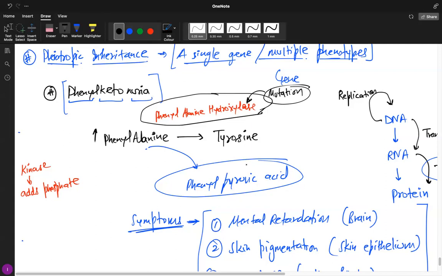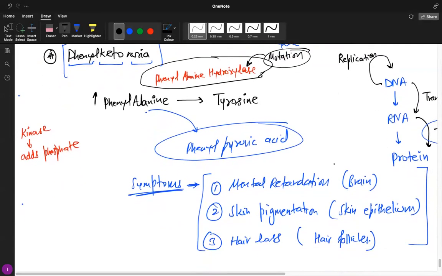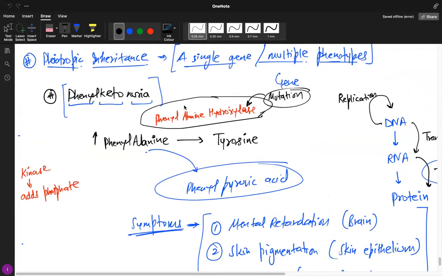And this phenylpyruvic acid, when it gets stored or accumulated in different tissues, causes different phenotypes. If it gets accumulated in brain tissues, it causes mental retardation. So that's one phenotype controlled by the same mutation and the same gene. It also can lead to skin depigmentation, so it affects skin pigmentation, another phenotype related to skin epithelium. And it also leads to hair loss and hair depigmentation, which is a different phenotype. So three different phenotypes, but all controlled by one single gene. So that's pleiotropic inheritance. Is it clear?